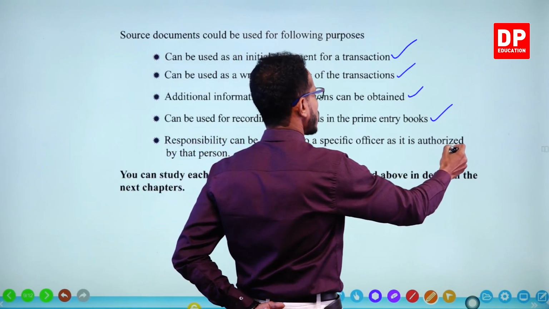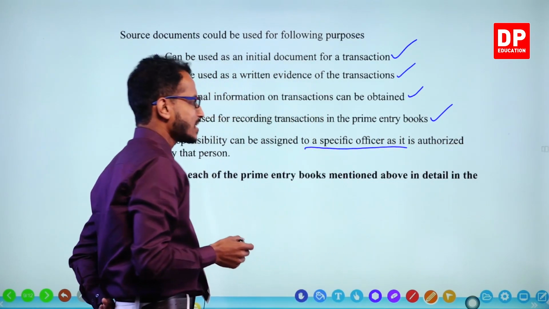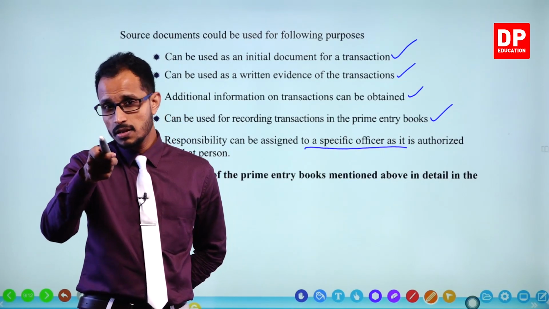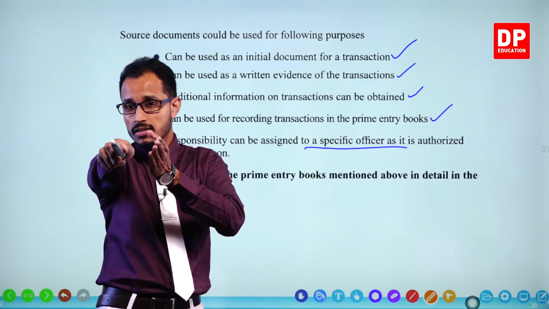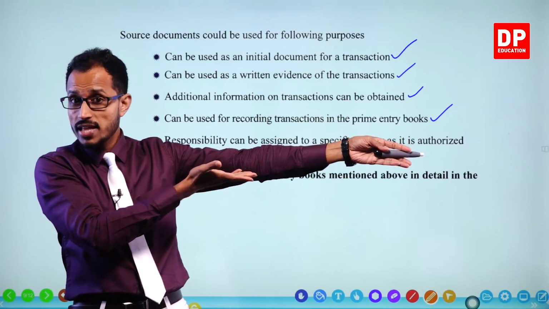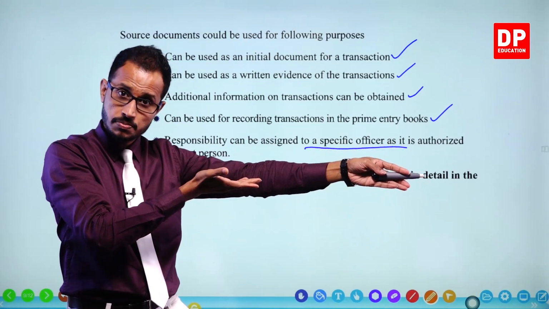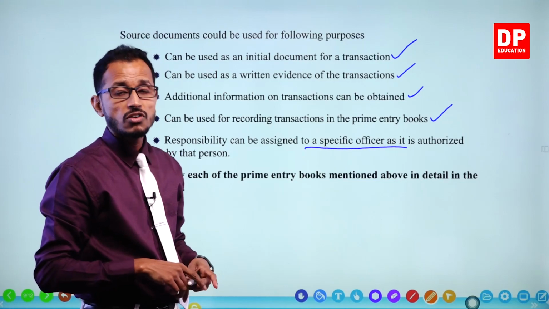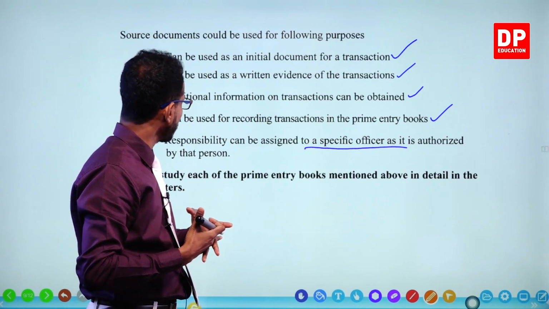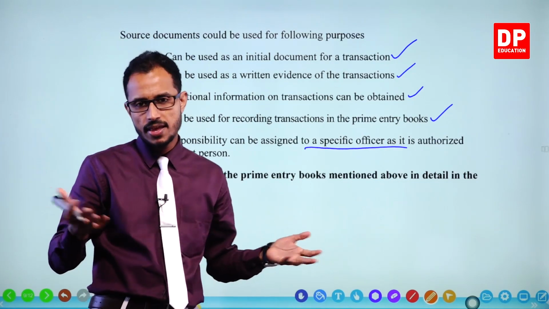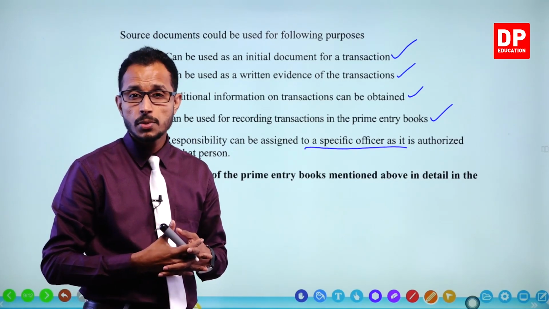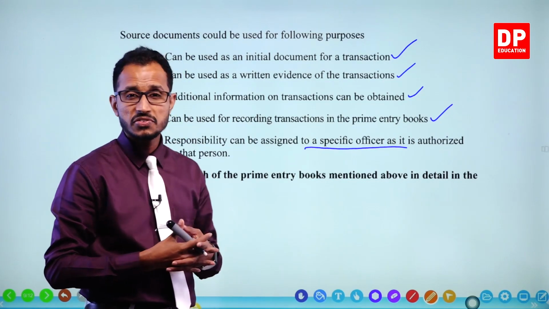Responsibility can be assigned to a specific officer, as it is authorized by the person who has issued the source document, who has issued the bill. That person should be responsible for that transaction. If we take any transaction, who has issued the source document for that transaction? That person should take the responsibility for that transaction if something is wrong. So the responsibility can be assigned to an individual, to a staff member of your business, by referring to the source document.